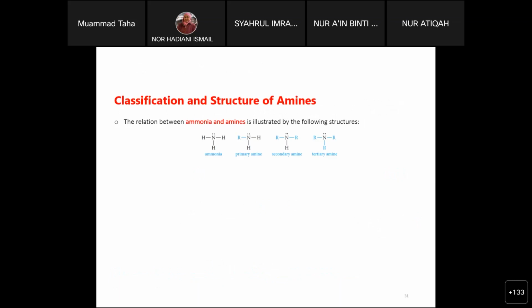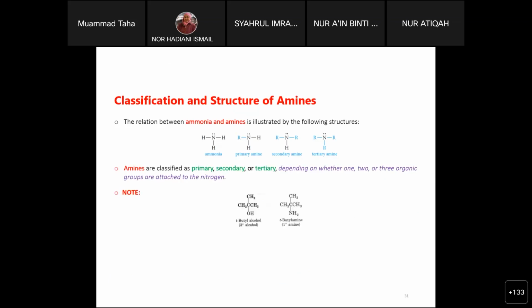Actually, amines are derivatives of ammonia. You know, ammonia is nitrogen having three hydrogens. If one hydrogen of ammonia is replaced, it becomes a primary amine. If two are replaced, it becomes a secondary amine. If three are replaced, it becomes a tertiary amine. Because the number of carbon chains attached to the nitrogen decides whether it is primary, secondary, or tertiary. So a primary amine has one carbon chain, a secondary amine has two carbon chains, and a tertiary amine has three carbon chains.